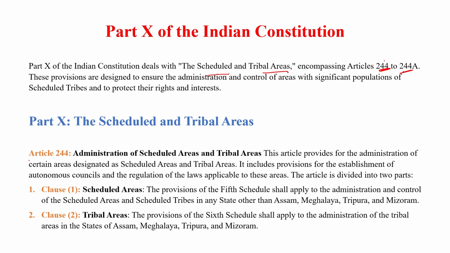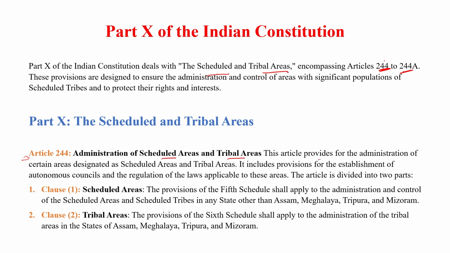So what does article 244 say? Article 244 explains the administration of the scheduled areas and the scheduled tribal areas. In India, it is required to promote the scheduled areas as well as the tribal areas, and the scheduled castes and tribes. That's why this part was added during the formation of the constitution of India. Mostly this part explains the administration or proper functioning of the northeast scheduled and tribal areas.